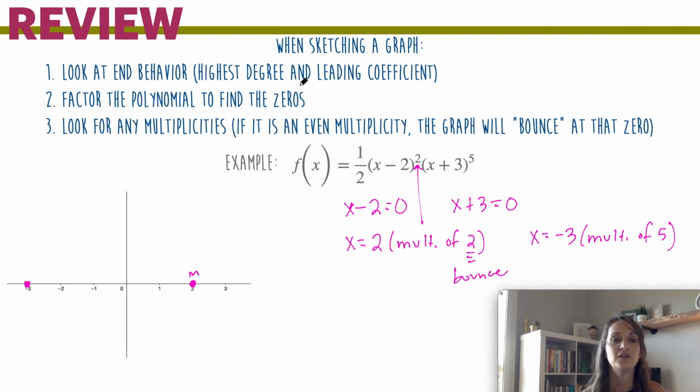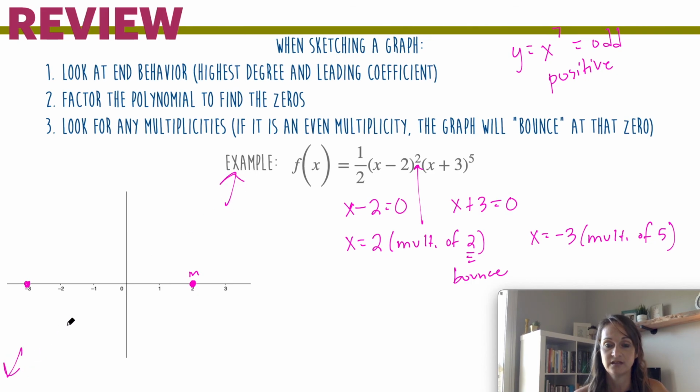So, first, end behavior, highest degree. Well, we have an x squared here. We have an x to the 5th here. So 2 plus 5 is 7. So we know that the parent function is an x to the 7th. We also know that it's positive. And x to the 7th means it is going to be an odd, which means it's going to go up on the right-hand side and it's going to go down on the left-hand side.